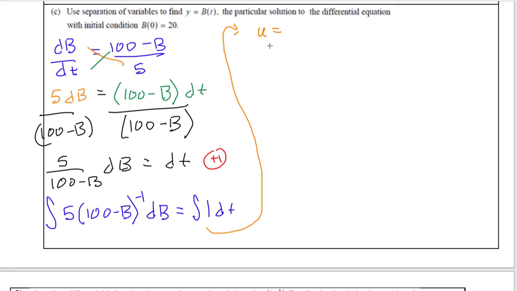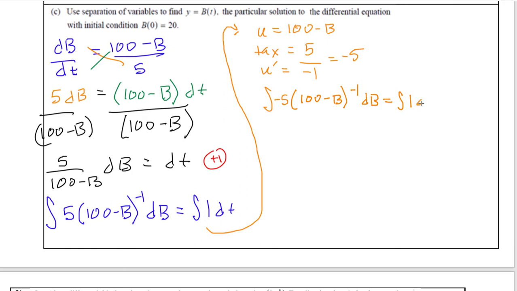So taxman, I need a u. I need a taxman. I need a u prime. The u we already identified is 100 minus capital B. Our taxman is 5, and our u prime is -1, as Gio said, which means I'm going to pay taxman -5. So I'm going to rewrite the integral. This is now the integral of -5. Sorry, I've paid the taxman his -5, which is kind of funny because that means the taxman owes you, theoretically, in that metaphor. 100 minus capital B all to the power of -1 d capital B, and that's still equal to the integral of 1 dt.